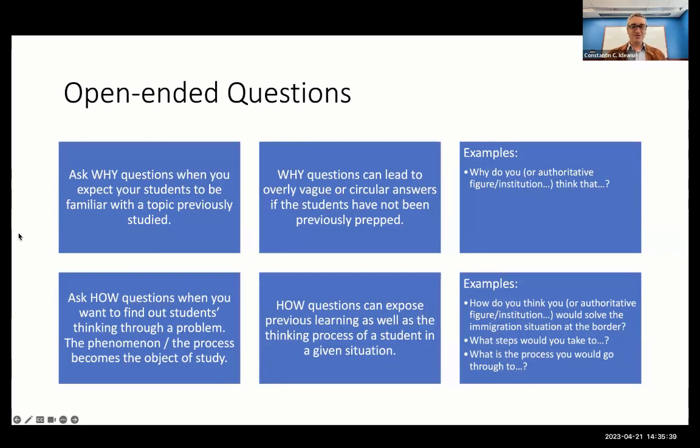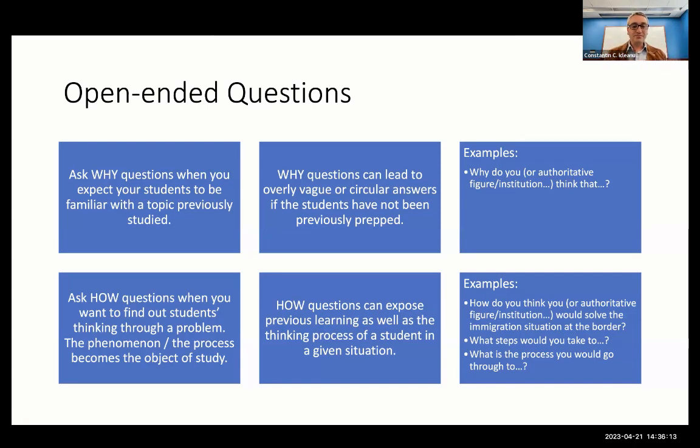Here's some things to think about. Ask why questions when you expect your students to be familiar with a topic previously studied. Why questions can lead to overly vague or circular answers if the students have not been previously prepped. Examples: why do you, so this is a personal response, or maybe you want to say, why does some authoritative figure or institution or government or country think that, whatever it may be, right? So this is an example of a why.